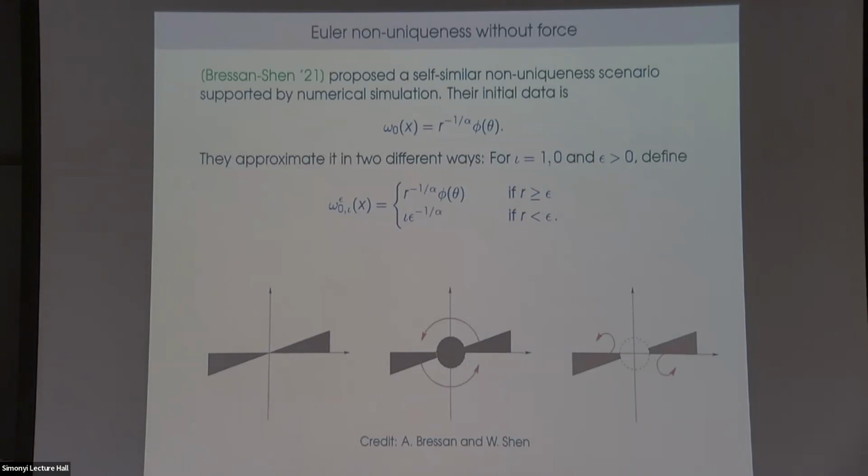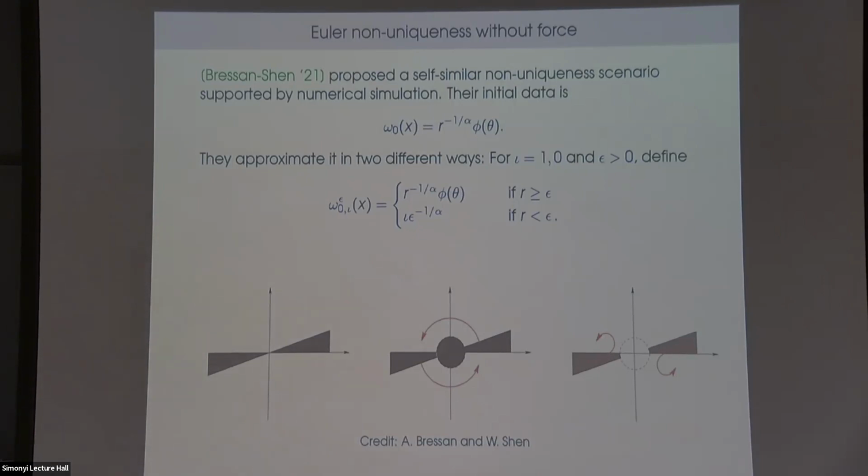There are another two works, rather, on Euler non-uniqueness without force, and these are in some ways analogous to the work of Jan Sverak. Let me just explain it very quickly. This is work of Brisson, Shen, and also Murray. You can try to solve this 2D Euler question about non-uniqueness with vorticity in L^p with large p. You can also try to solve it with self-similar solutions.